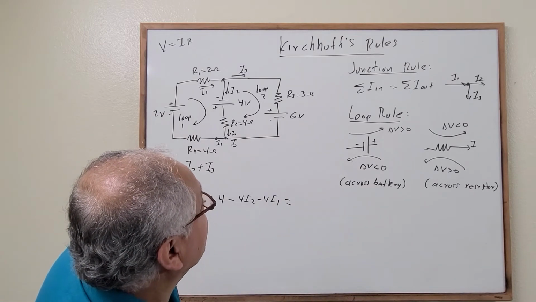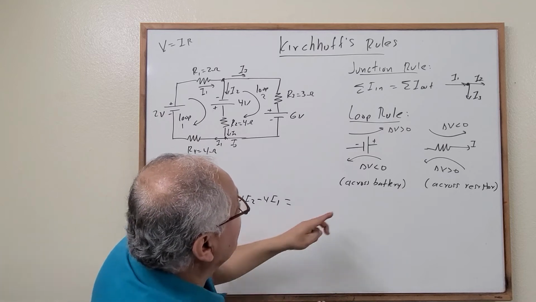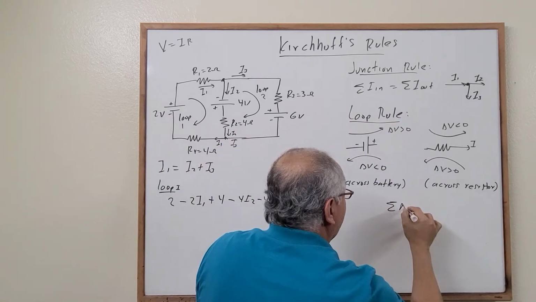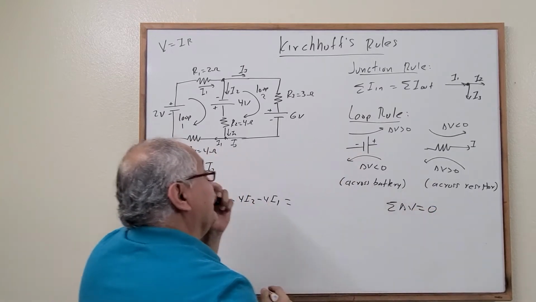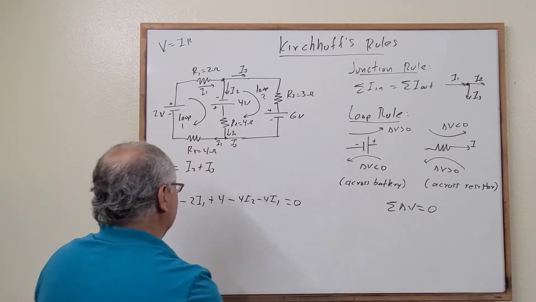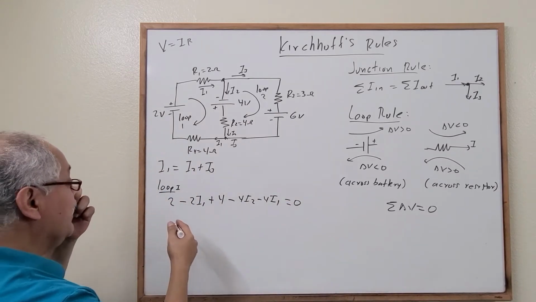What do we have right here? Equals to... I forgot to write the conclusion right here. It's going to be the sum of the voltage drops is equal to 0. Okay, this is the loop rule. Great, it's going to be equal to 0. And well, we can work with this.